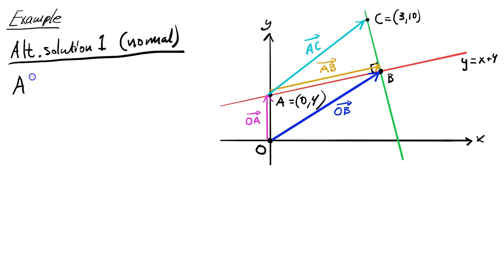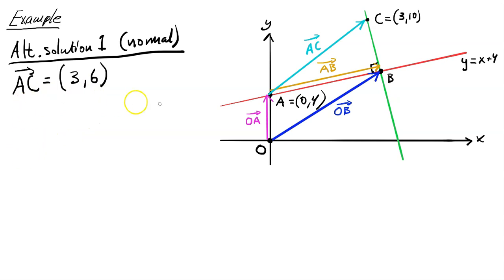AC, we know that it starts at x coordinate 0 and ends at x coordinate 3. So it goes 3 steps in the x direction. And it goes from 4 to 10 in the y direction. So it goes 6 steps in the y direction. So here we have the components for AC.